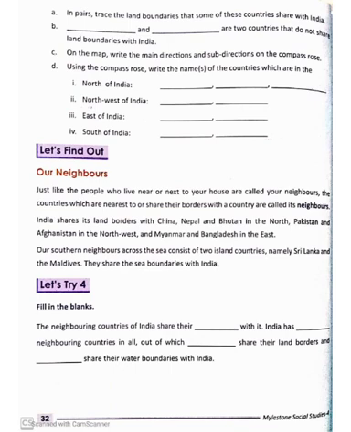India shares its land borders with China, Nepal and Bhutan in the north, Pakistan and Afghanistan in the northwest, and Myanmar and Bangladesh in the east. Our southern neighbors across the sea consist of two island countries. Ab Sri Lanka aur Maldives kya hai? Island countries, namely Sri Lanka and the Maldives. They share the sea boundaries with India. Abhi humne ye map mein discuss kiya hai.